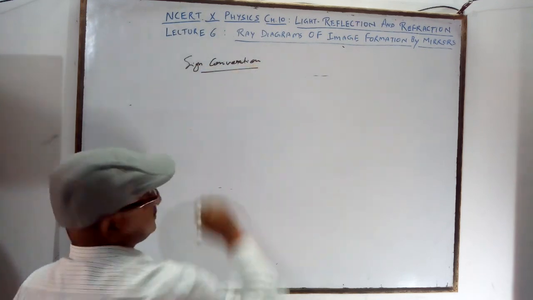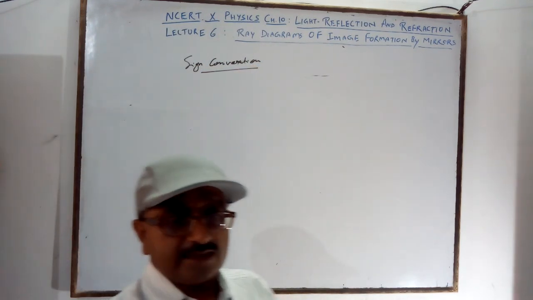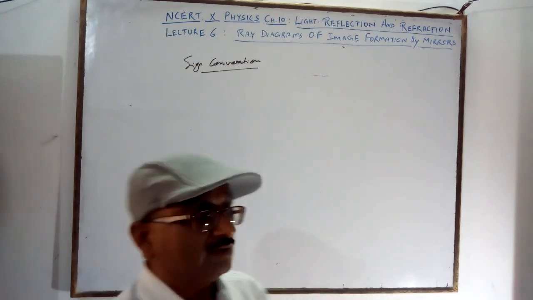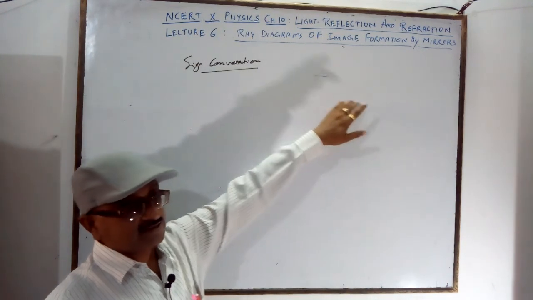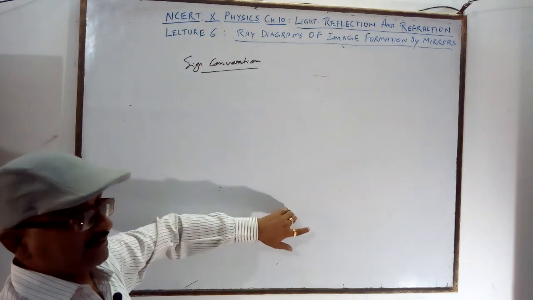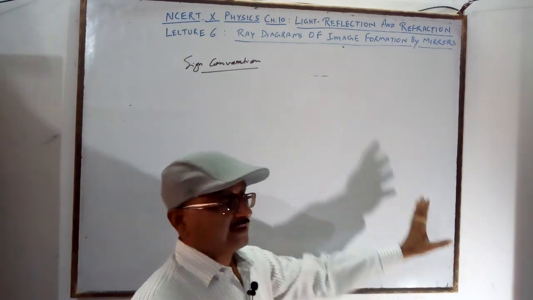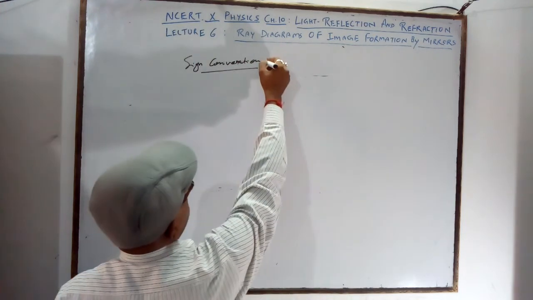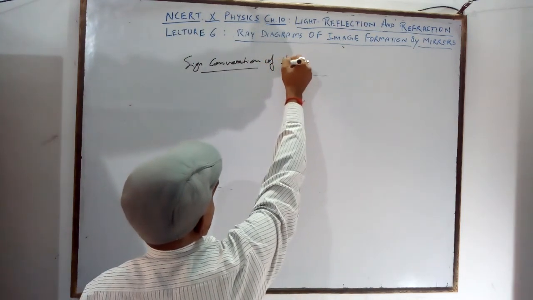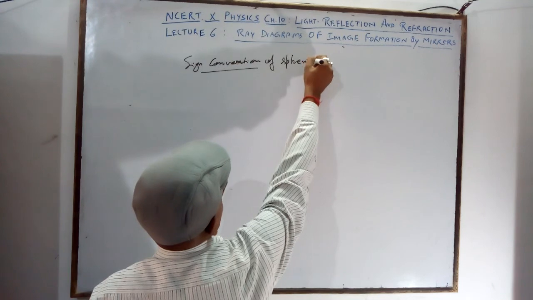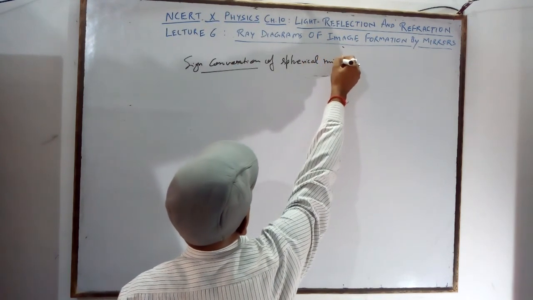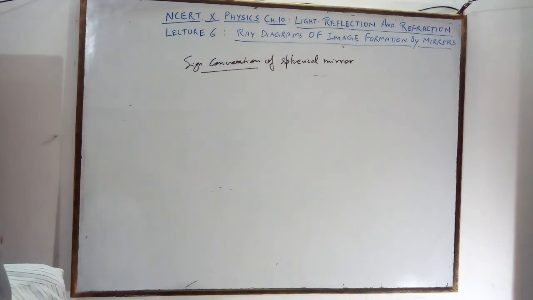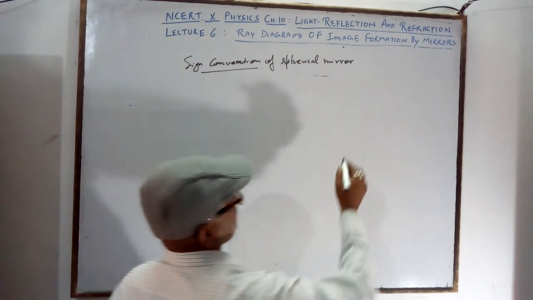What is the sign convention? In coordinate geometry we see the 4 quadrants: plus plus, minus plus, minus minus and plus minus. With the help of this, we define the sign convention of a spherical mirror. What will you say the sign convention is? Sign convention is a very simple thing.